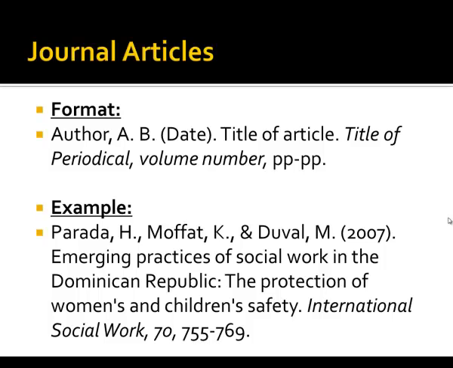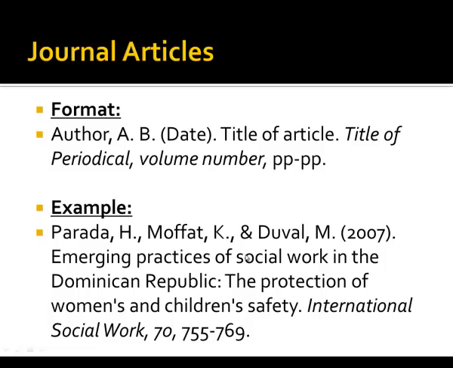Now, anytime you quote or cite a journal article as part of your academic paper, you need to make sure that you include the name of the author who wrote the journal article. You need to include the date of publication. You need to include the title of the article, as well as the title of the periodical or the title of the journal itself. You also need to make sure that you include the volume number of the journal, as well as the page numbers on which the actual article has been included.